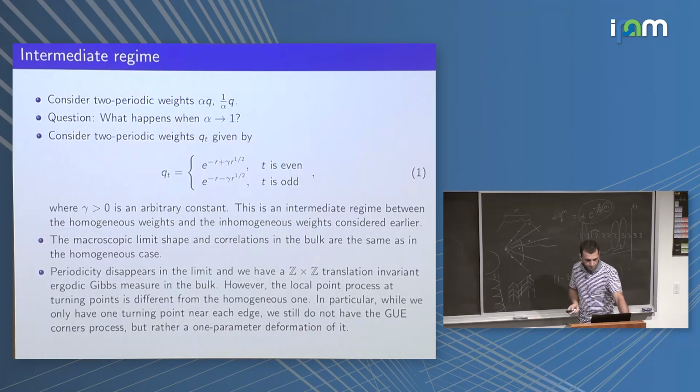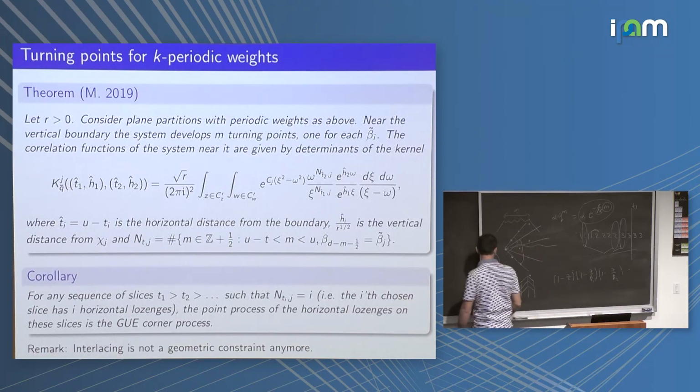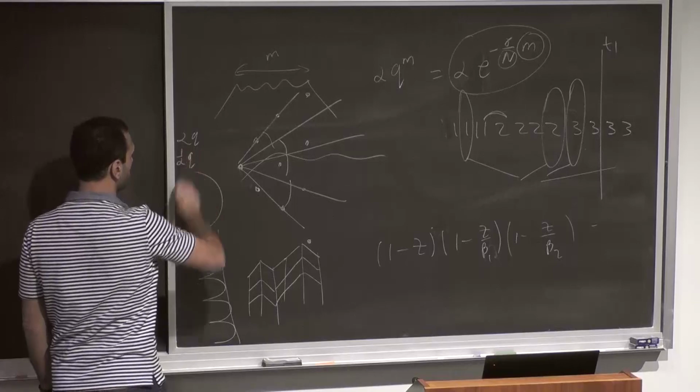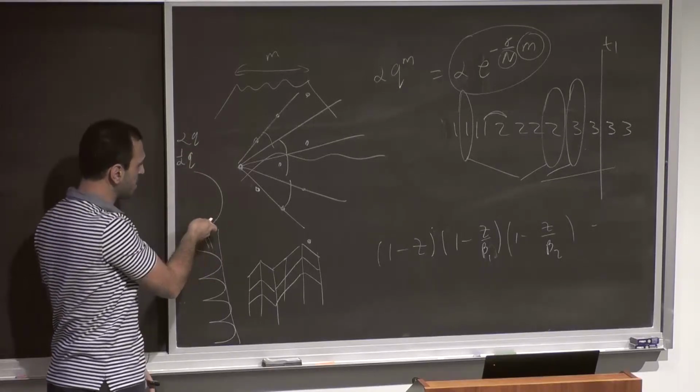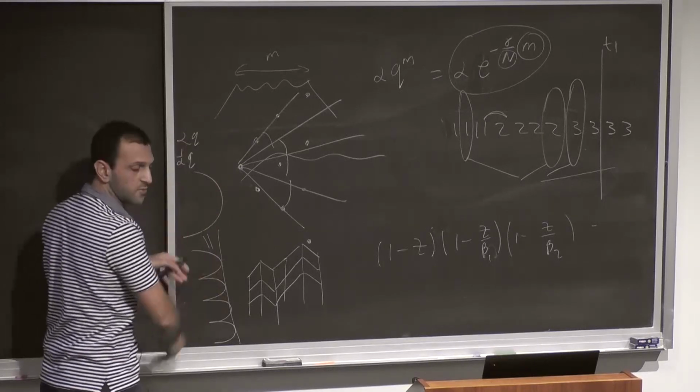So in all these results, the Okounkov-Reshetikhin conjecture was saying that you should see the GUE corners process, and in these cases, it seemed like we're getting away from the GUE corners process, but not really. It's still there in some sense. There is a regime in which you actually get rid of the GUE corners process. So basically, when we were considering weights, say alpha q, 1 over alpha q, if alpha is 1, then you have one turning point. If alpha is bigger than 1, then that has pulled these things apart, and you have two turning points.